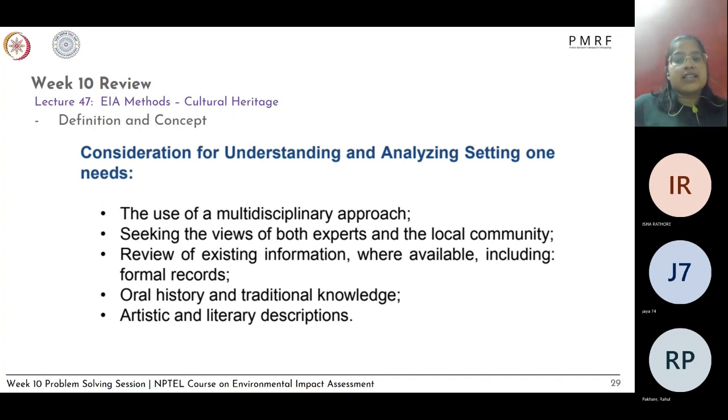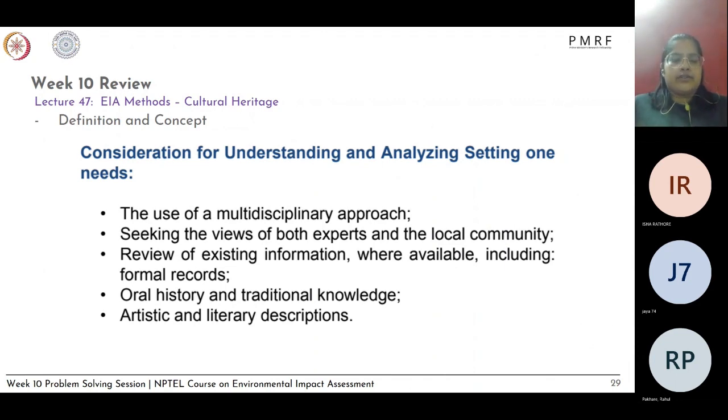Then the consideration, understanding and analyzing the setting for cultural heritage. So you can use a multidisciplinary approach where you seek inputs from experts in the local community and their perception of cultural heritage and how they associate your particular project site with cultural heritage. And then you review existing information which is available in the forms of formal records with the municipality, or if any mention of your site is being made in any literary context or book or any record. So you look up at that information as well.